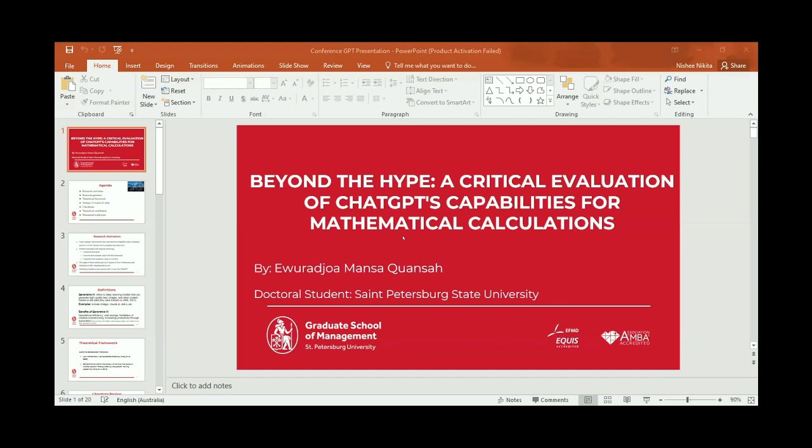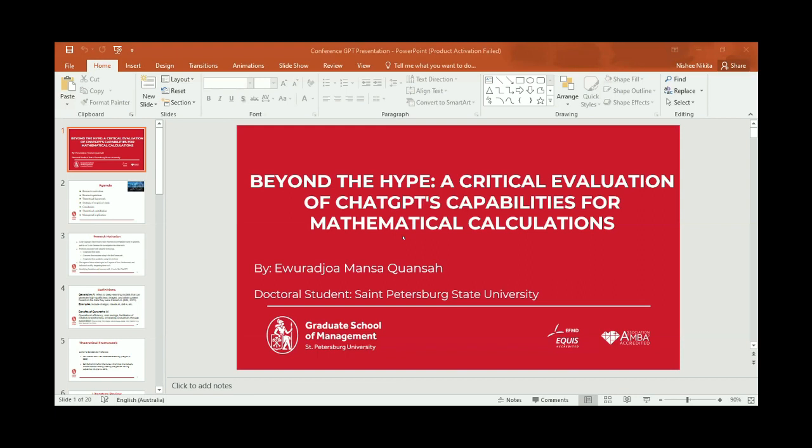We'll start with the motivation for the research. So why are we doing the research? We'll look at some research questions, the theoretical framework used, the strategy of empirical study, conclusion, and some contributions.